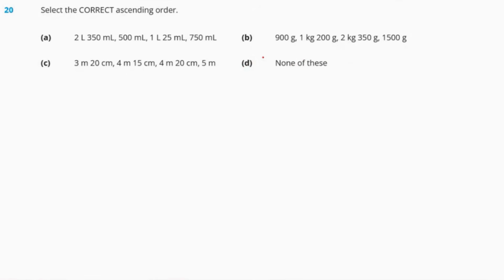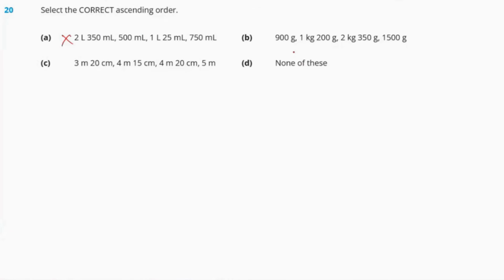Okay, now question 20 says select the correct ascending order. Okay, now we have to look for each option and see if the measurements in the given option are arranged in ascending order or not. Okay, now the first option says 2 liter 350 ml. Now for this to be in ascending order, the next measurement should be greater than this one. Okay, so the next measurement is 500 ml. Is 500 ml greater than 2 liter 350 ml? Definitely not, right? Therefore, this will not be the answer.